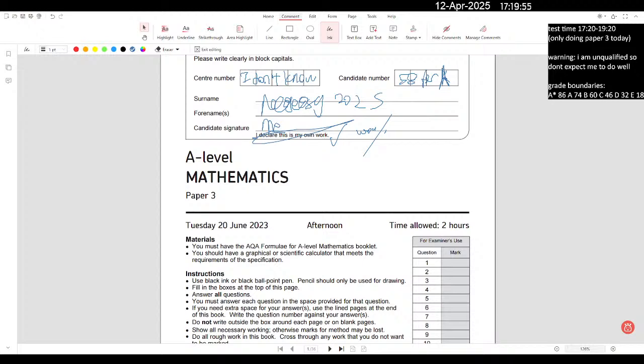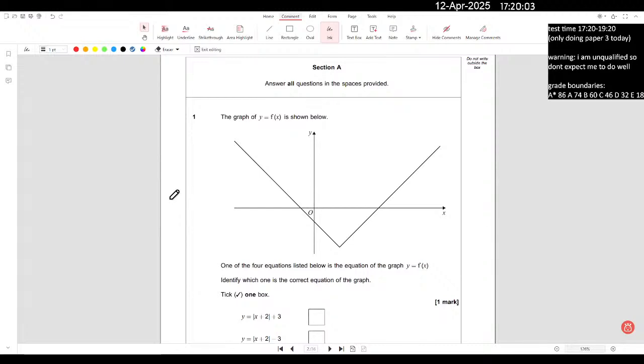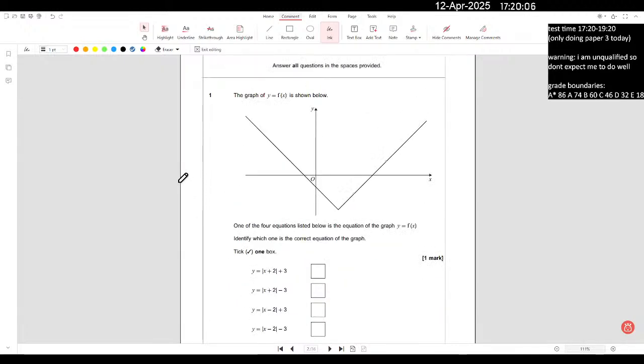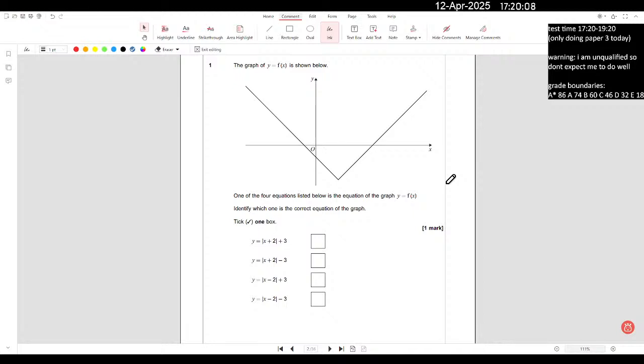Alright. Time starting now. Okay, 5:20. Let's go. It's like a modulus function type thing. Identify which one is the correct equation of the graph. Well, when x is 0, y is negative. So it's like one of these two.